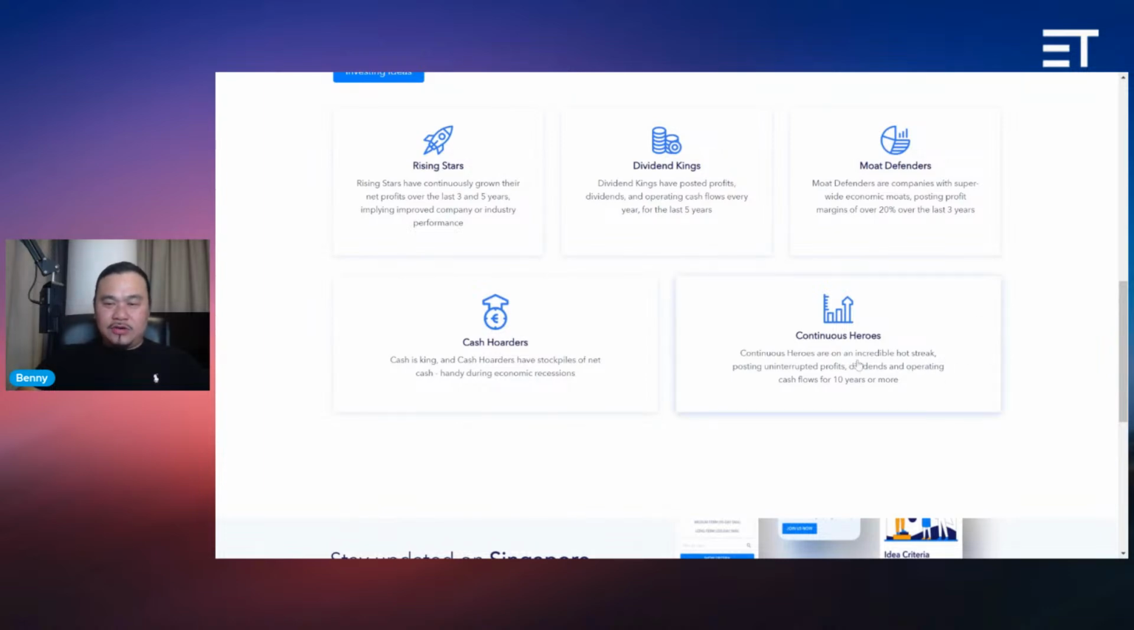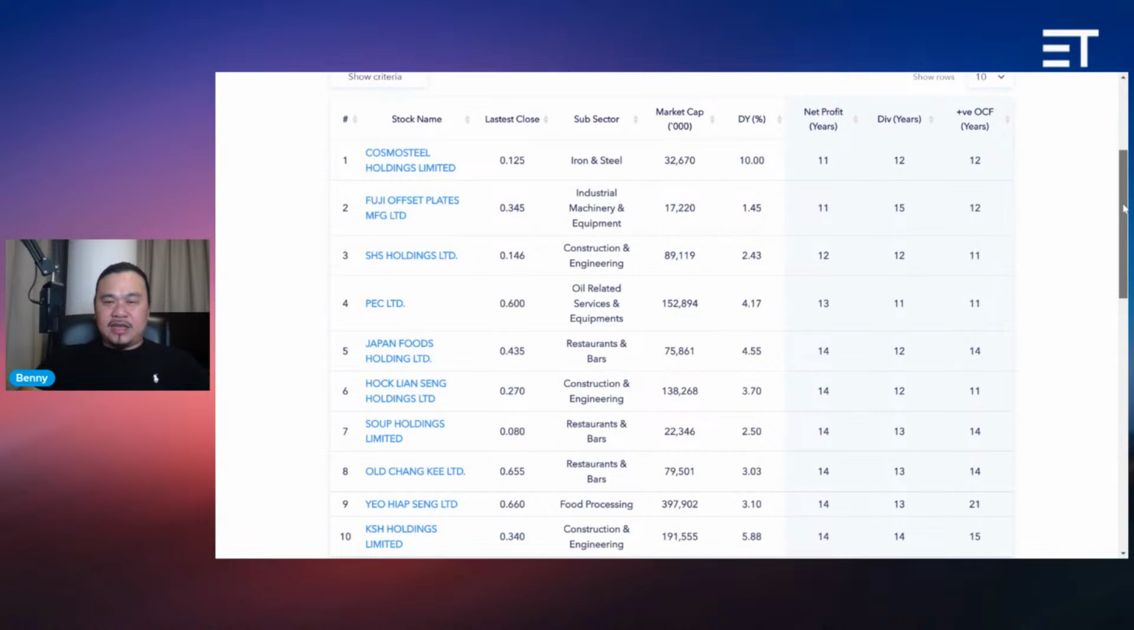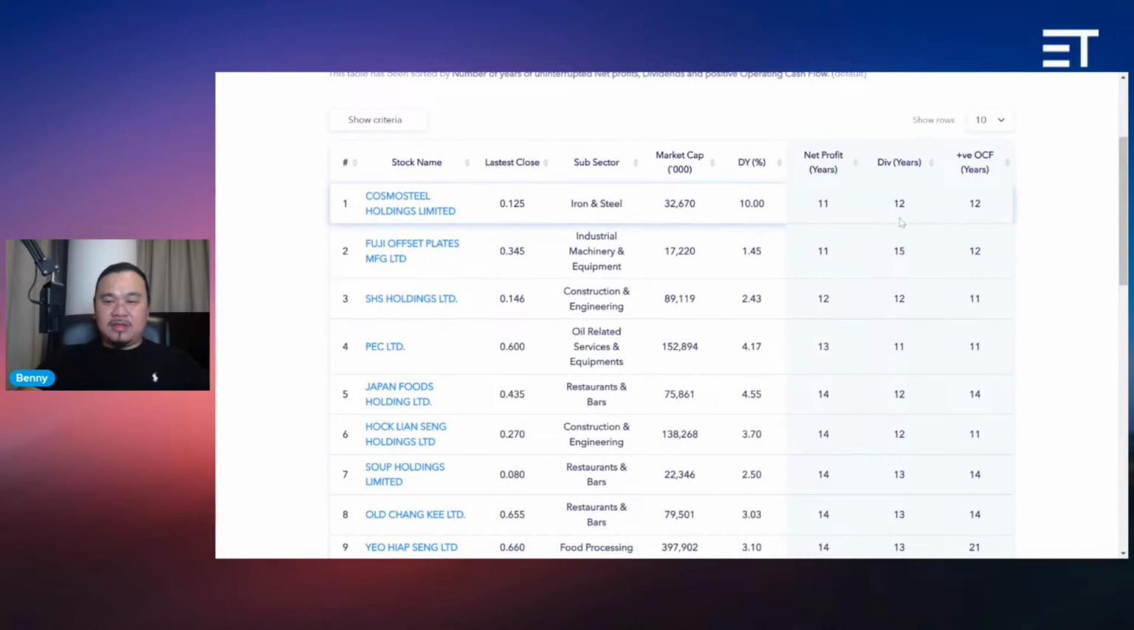Continuous heroes again. These are like you see here. Okay, these are companies that have at least 10 years of uninterrupted net profits, uninterrupted dividends, and uninterrupted positive operating cash flow. Right. So you can see this company, for example, Cosmos Steel. They have been profitable for the past 11 years. They have been paying dividends for the past 12 years and also have positive operating cash flow over the past 12 years. Okay, so latest close is small market cap, about 32.6 million US dollars, giving a dividend yield of about 10%, which is quite high. Closing price is only at 12.5 cents.